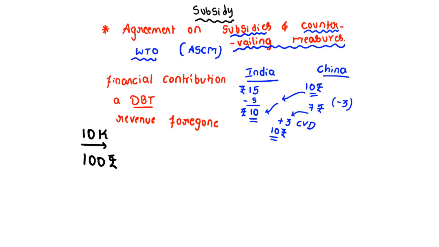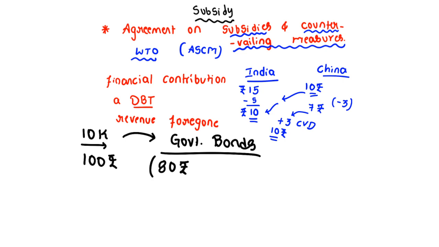But if you are investing the 10,000 into government bonds, then I won't charge you 100 rupees as tax, but I will charge you 80 rupees as tax, because you have invested your whole income into government bonds. Are you getting? So because of this, minus 20 is the revenue foregone by the government to change the behavior of the investor. Clear? So this is the revenue foregone.